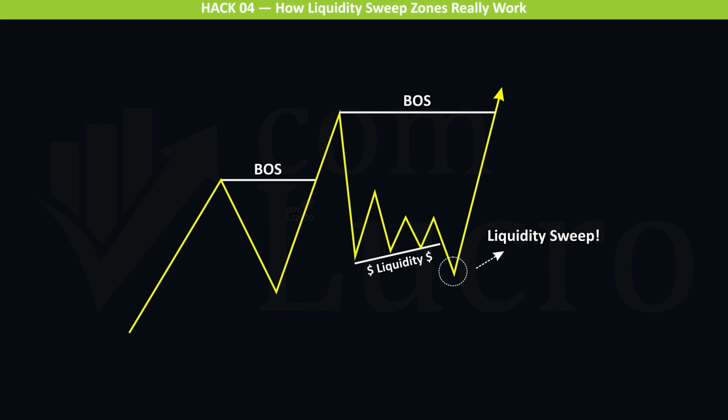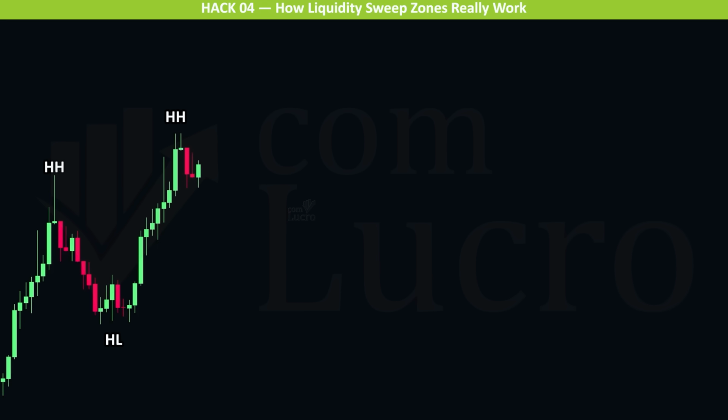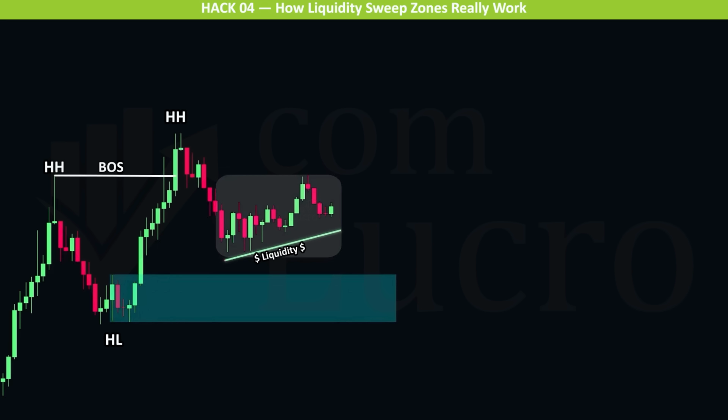Let us simplify the process. Price is trending higher, printing higher highs and higher lows. Then a pullback occurs and equal lows are formed. These levels are common areas where retail traders place their stop losses. Price briefly moves below those lows, triggering the stops and releasing a wave of sell orders into the market.